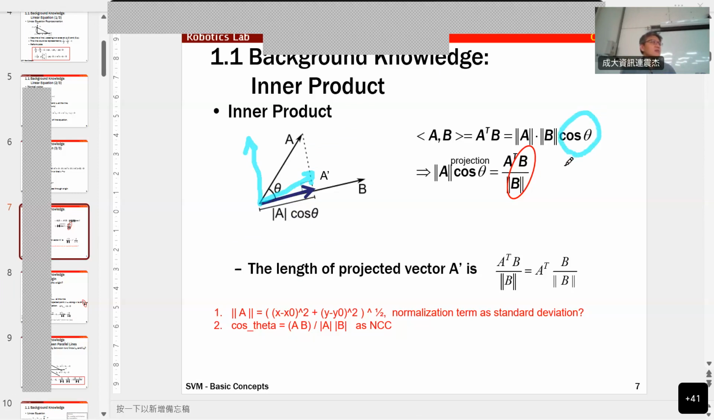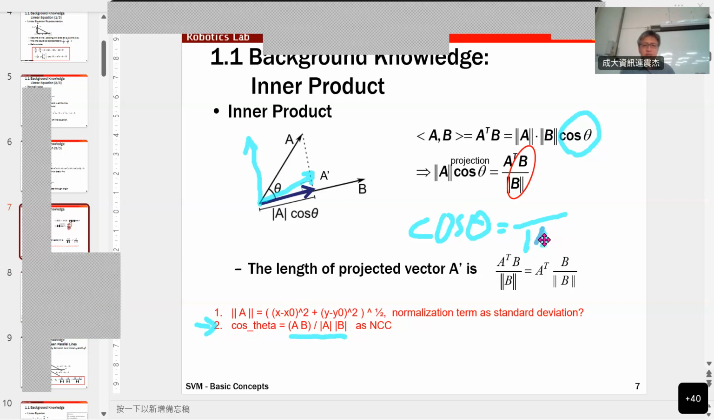is what? It is the correlation between vector A and vector B. So here, cosine theta equals this term. What is this term? Cosine theta equals, sorry, it's A inner product B.